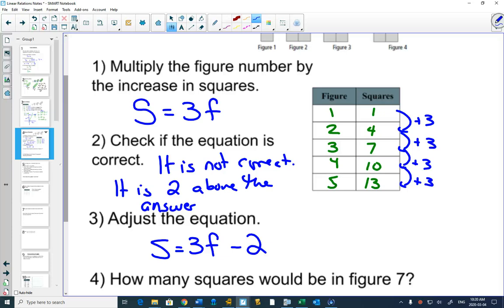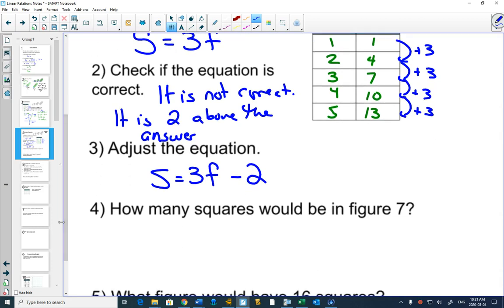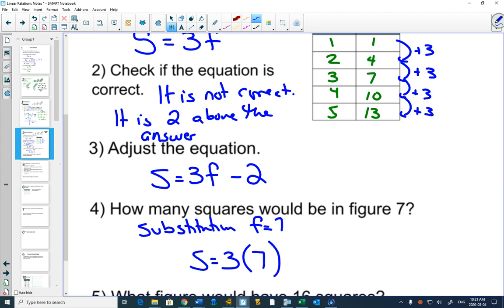How many squares would be in figure 7? Well, I could just keep my chart going. That would be one way that I could figure out figure 7. But now that I have a formula, I could use substitution for f, which is now figure 7. Remember substitution, we put brackets, enter in the 7. What is 3 times 7? 20. Close. 21. And then you subtract 2? Then that's 19. If I would have kept the pattern going, 6 and 16, 7 and 19, yes, it works out. Beautiful.